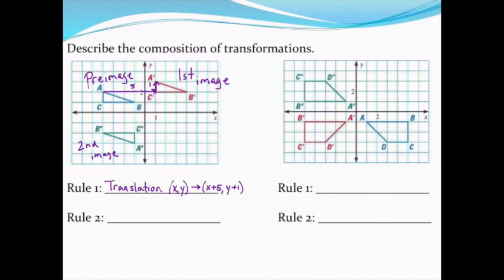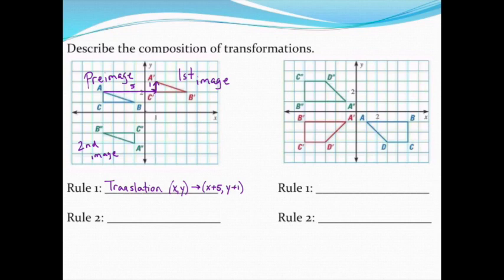Well, next up, I've got to figure out what to do to get from the first image to the second one. I can see this time it's not a simple slide because the triangle's upside down, so translation is out. The two options then that are left are either to do a rotation or a reflection. This is sometimes hard for people to figure out which one's which, so maybe try this.